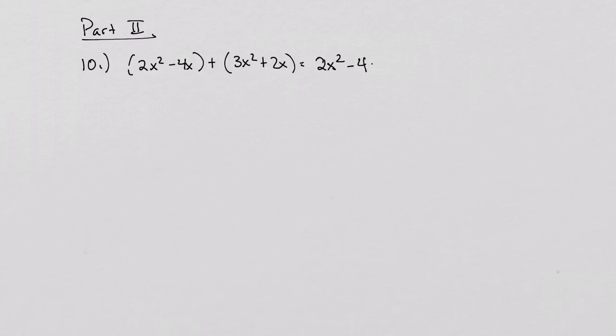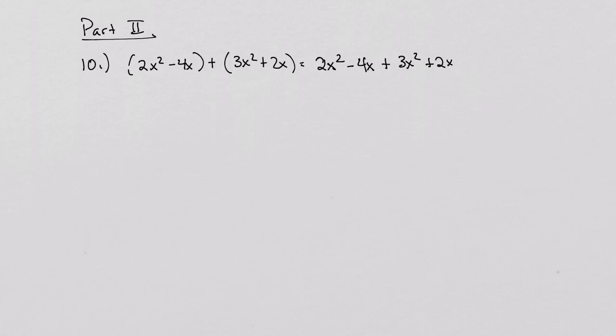expressions. So, we're going to go ahead and start off with question 10, which is, in parentheses, 2x squared minus 4x, plus in parentheses, 3x squared plus 2x. Now, since these are being added together, we can just drop these parentheses and write this as 2x squared minus 4x plus 3x squared plus 2x.